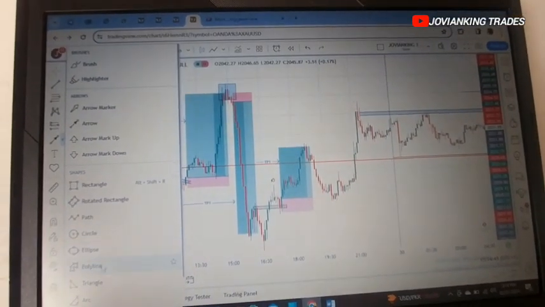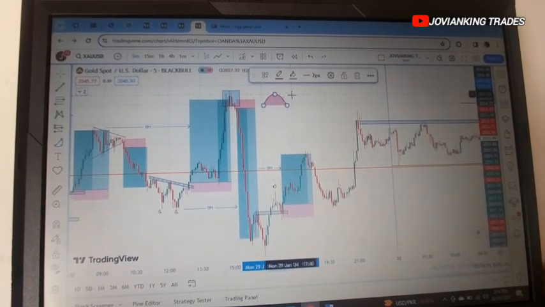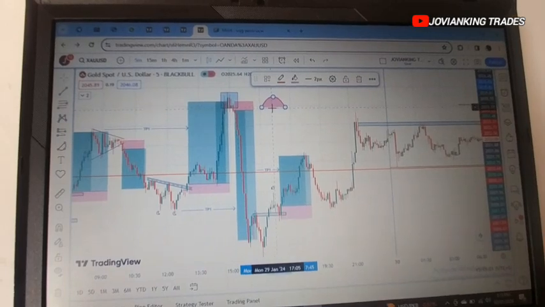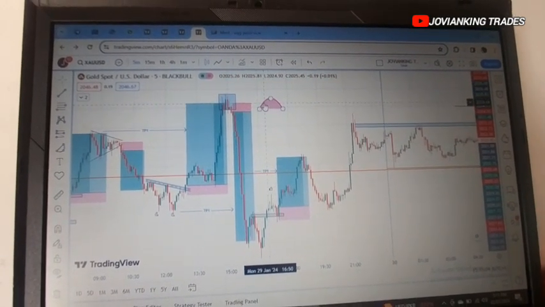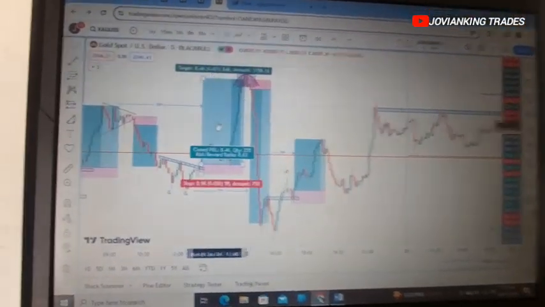Price printed something like this. Where is my arc? This was what price did on this particular place. How can I move this in now? You get it now. So maybe price printed something like that.